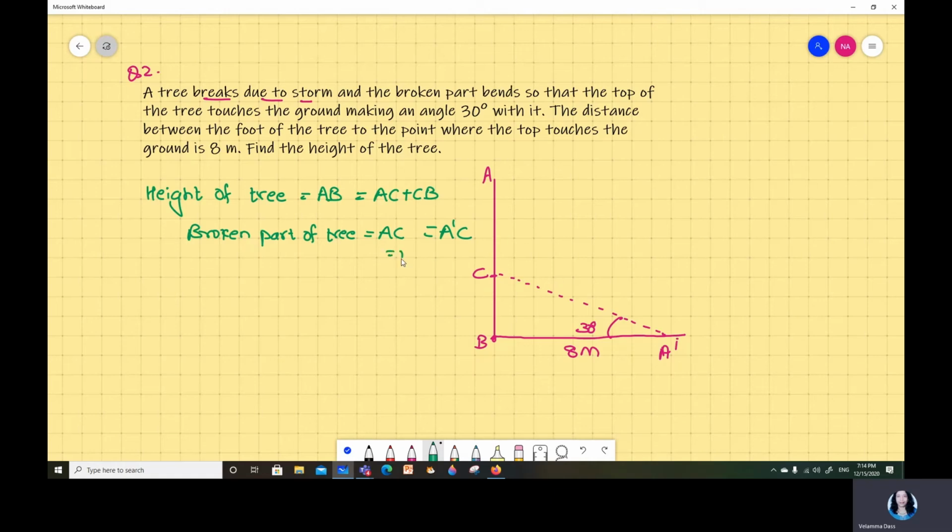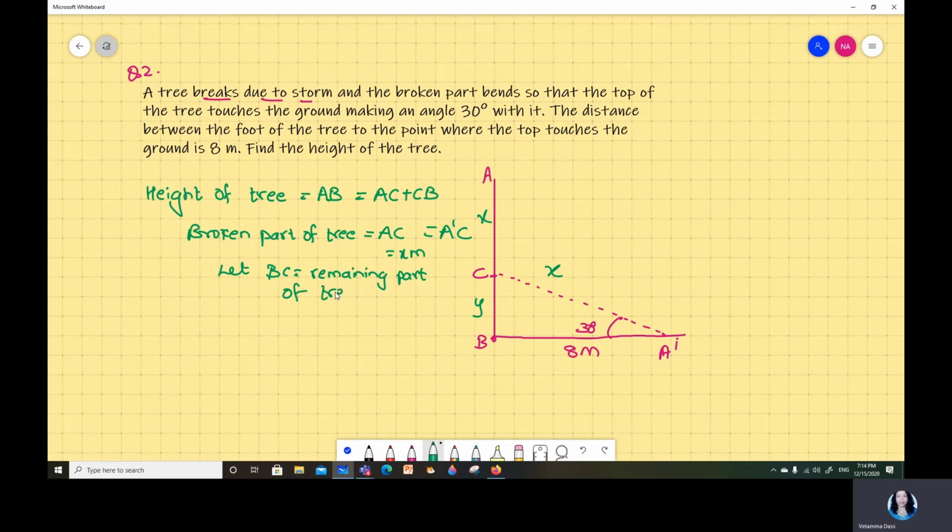So let's assume this is X meters. So I assume this is X, so this is also X, right? Now let's assume BC as Y. Even if you don't assume, it is okay. I'm assuming so that I feel that it becomes easy. Let BC, that is the remaining part of the tree, I have assumed this is Y.